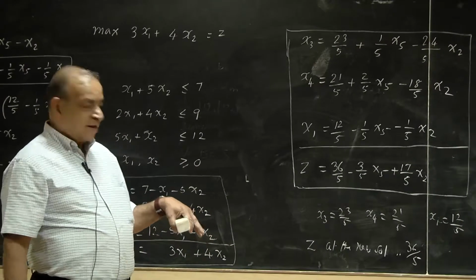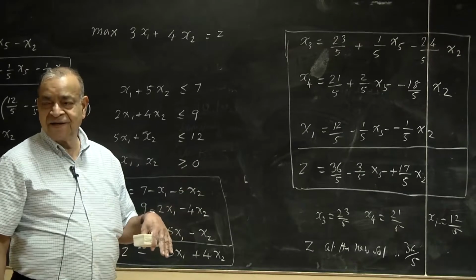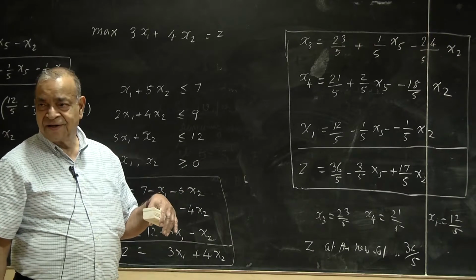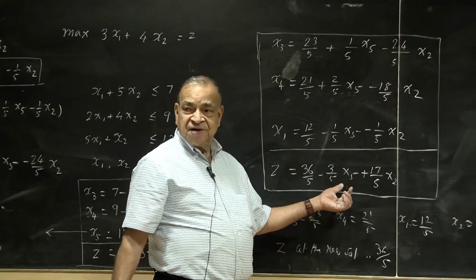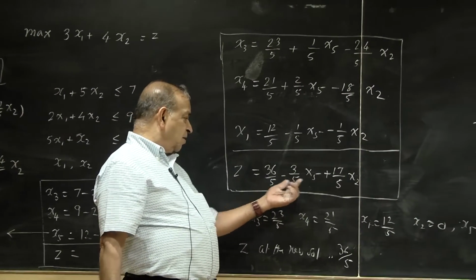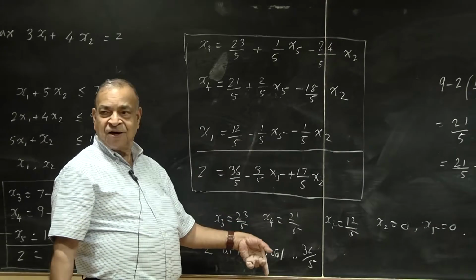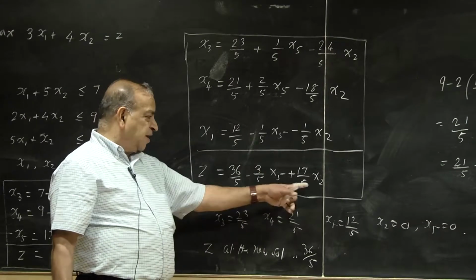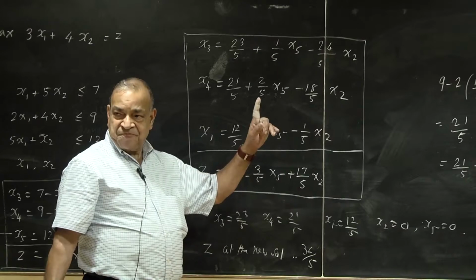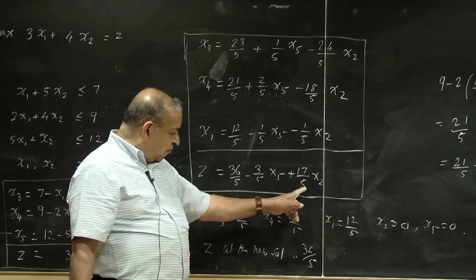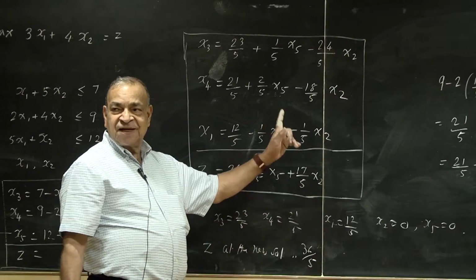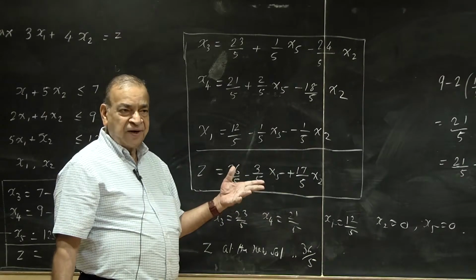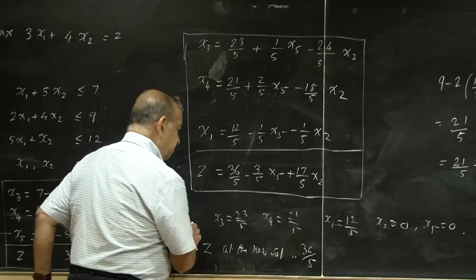Agree? Can it go further? Can we increase it further? Okay. Suppose you try to increase x5, then the value of z will only come down. If I increase x2, it will go up. So you look for one for which it will go up and try to increase that way. You get my point? So let's increase x2.